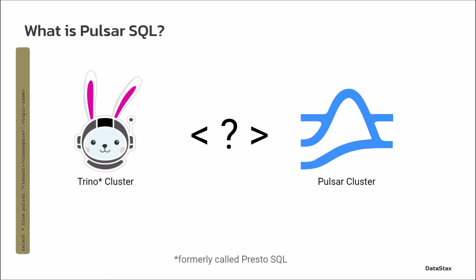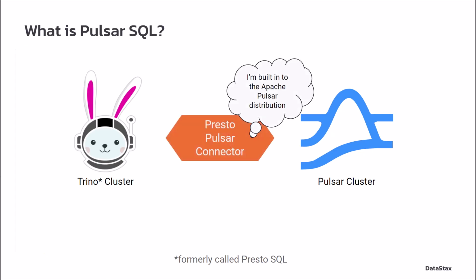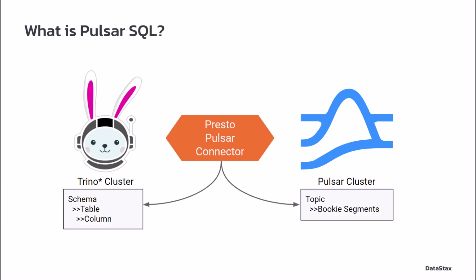Because I want to do things like select star from my topic or select these fields from my topic. How does all that happen? The Presto Pulsar connector is built into the Apache Pulsar distribution. If you've already downloaded Pulsar, then you already have Presto in there. Basically, the Presto Pulsar connector creates a translation between the way Trino talks, which is schema, table, column, very much a relational database kind of model, into how Pulsar talks, which is segments within bookies.